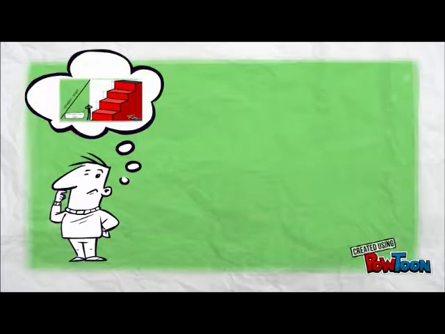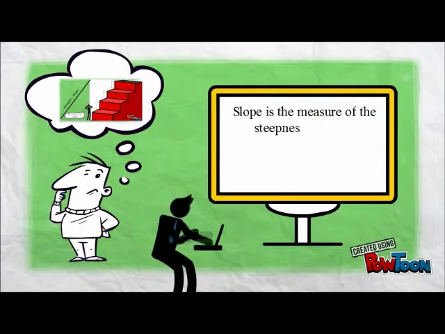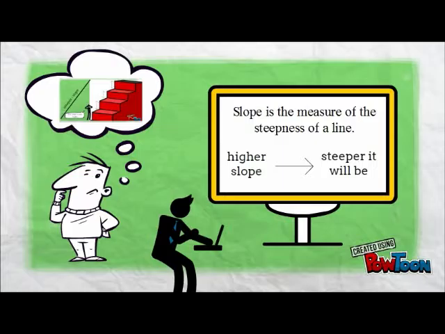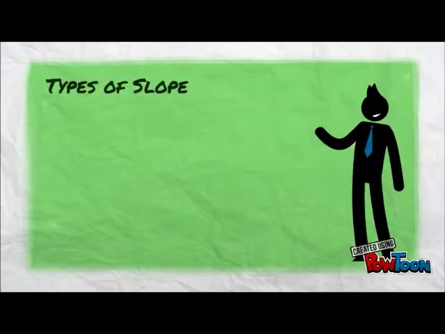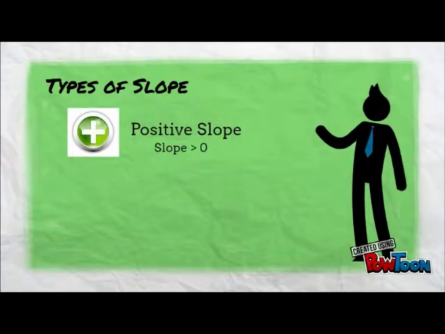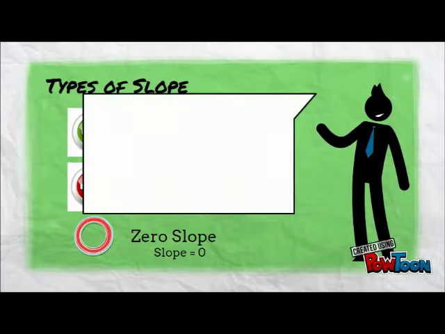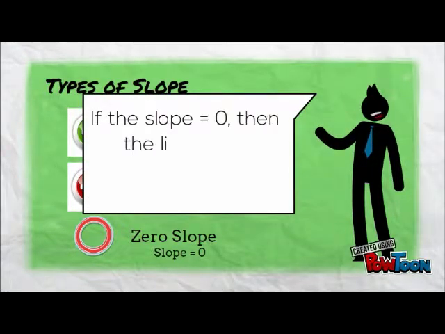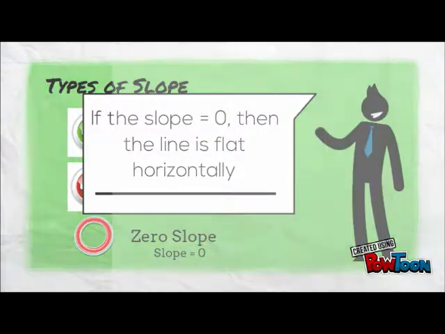Keeping this fact in mind, and by definition, the slope is the measure of the steepness of a line. So the higher the slope, the steeper it will be. Now, since slope is a number that measures the steepness, there exist positive slope, negative slope, and even a slope that is equal to 0. If the slope is 0, hence there is no steepness. That is, the line is flat horizontally.